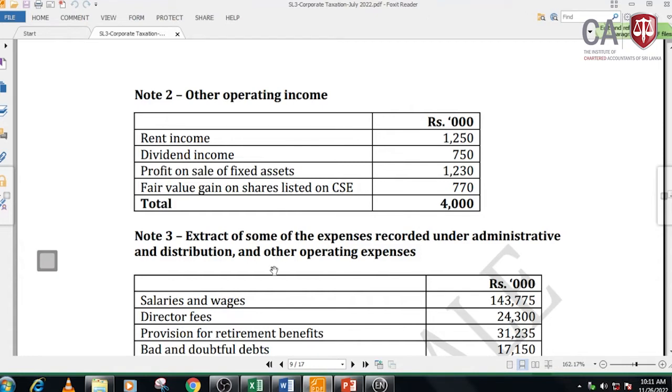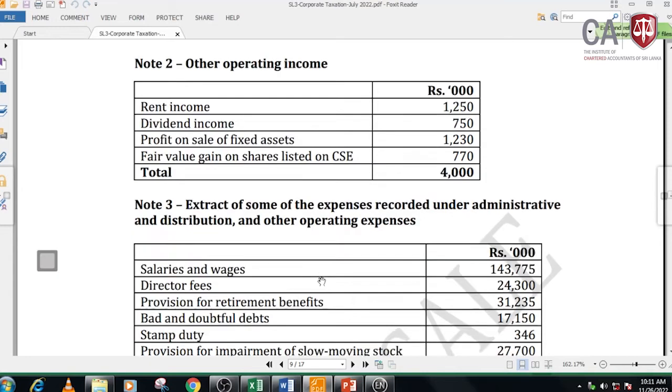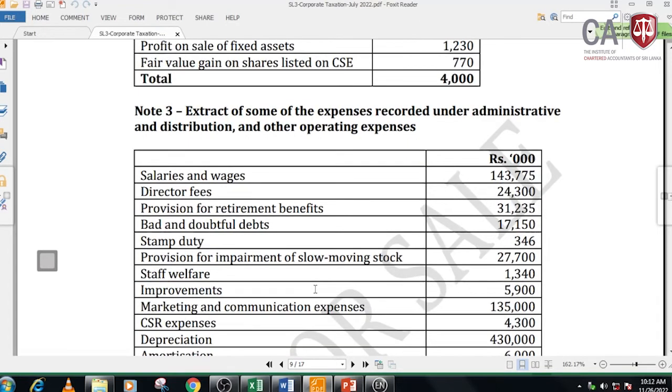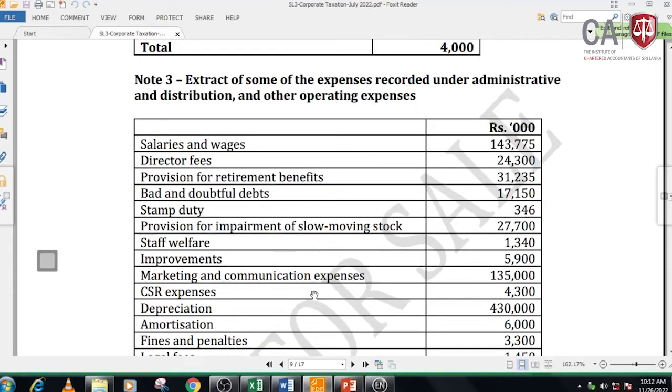Then note 3, extract of some of the expenses recorded under administrative, distribution and other operating expenses. Salaries and wages, director fee, provision for gratuity, anywhere disallowed. Bad and doubtful debts, if it is a provision, disallow. Stamp duty, we need to go and look at the nature. Provision for impairment of slow moving stock, it's a disallow.